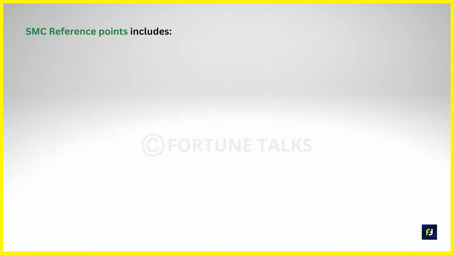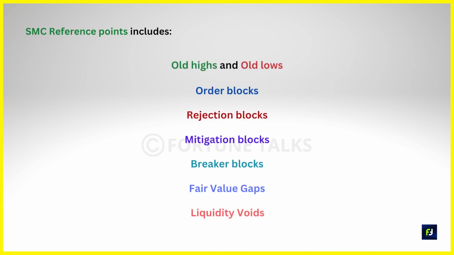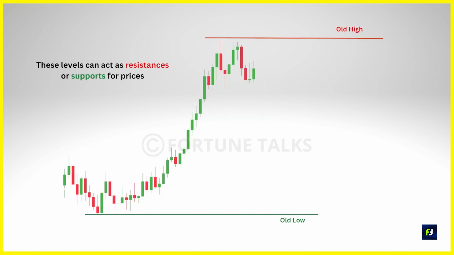In ICT methodology, these reference points include old highs and old lows, order blocks, rejection blocks, mitigation blocks, breaker blocks, fair value gaps, and liquidity voids. Old highs and old lows refer to the swing highs and swing lows that can act as potential resistance or support levels for price respectively.